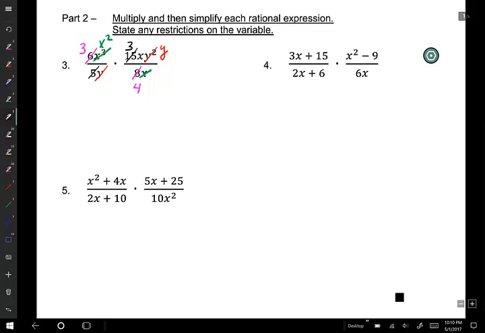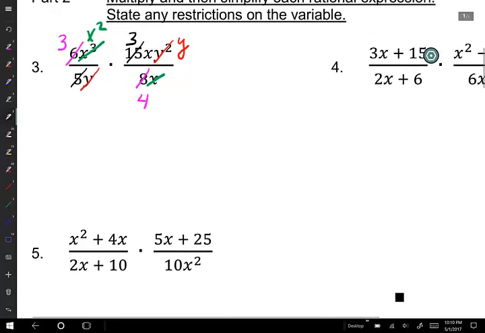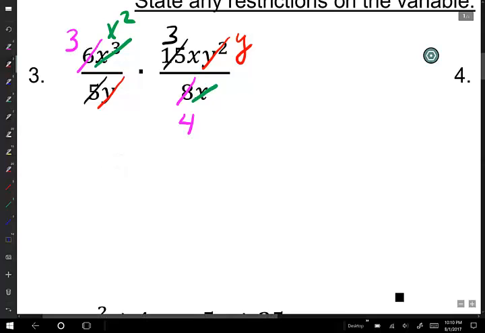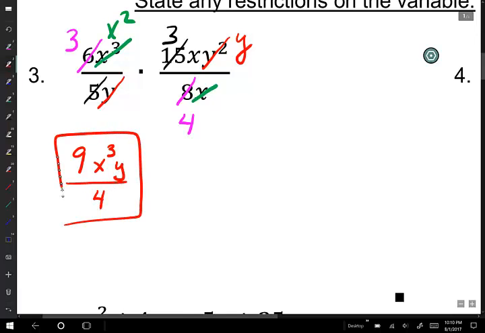At this point, I think it's safe to say that the problem that remains is fairly intricate because we've canceled a number of things. You're going to want to be very careful with this problem as you now multiply across the numerator. 3 times 3 is 9. X squared times x is x cubed, and then you have a y, and this is all over 4 as an answer. In terms of restrictions, we look to the original problem. The original problem had a y in the bottom, so y cannot be equal to 0, and an x in the bottom, so x cannot be equal to 0. So that's our answer and our restrictions.